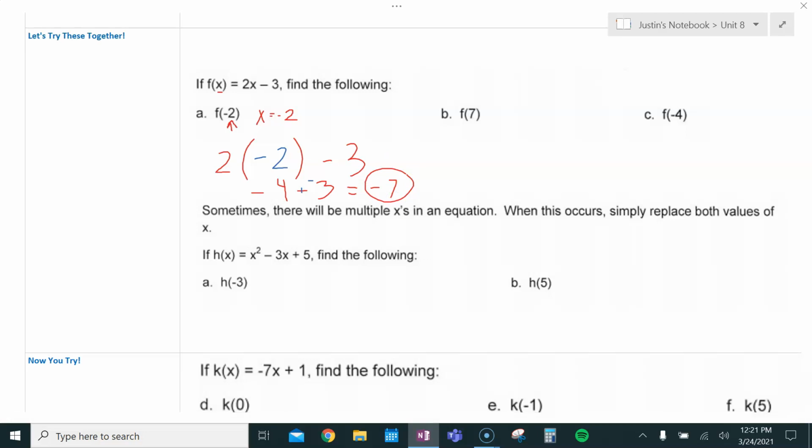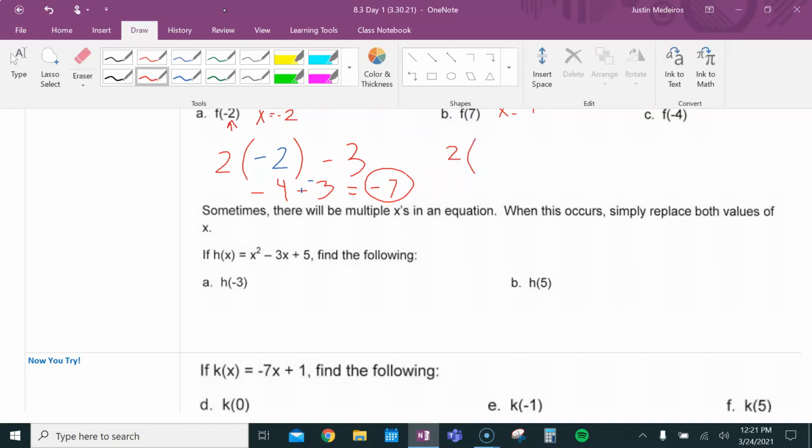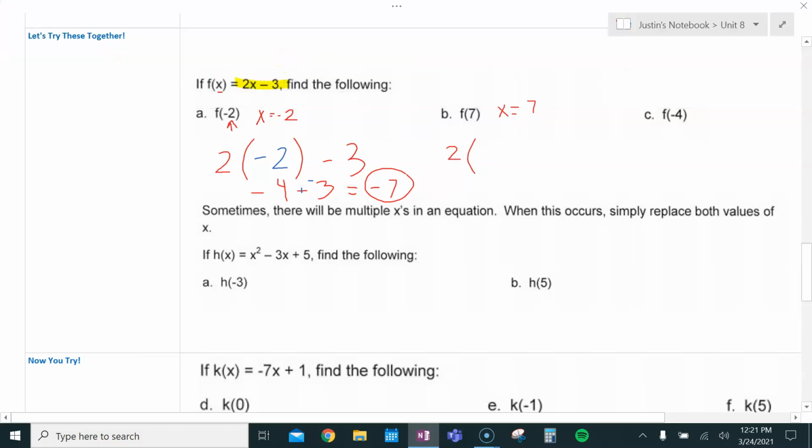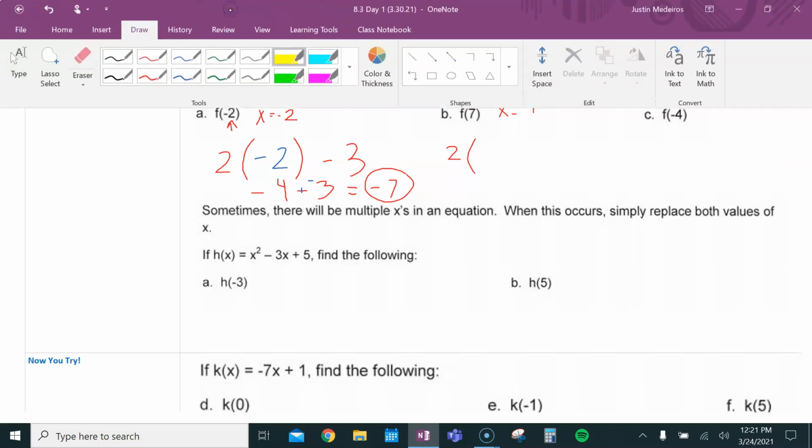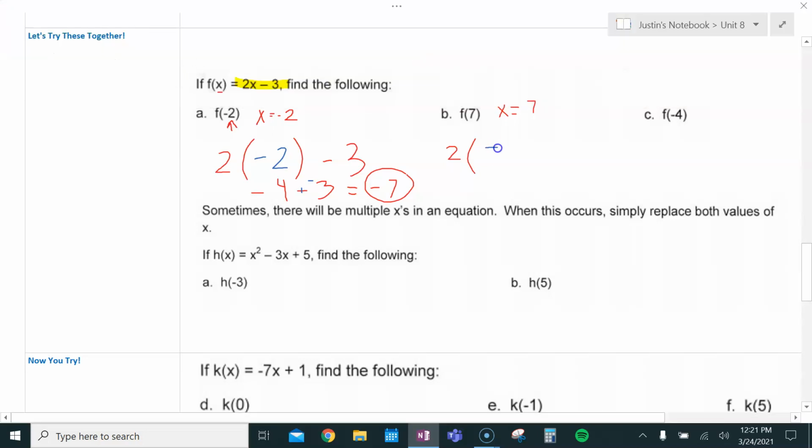Okay, for number 2, same idea. Since 7 is in parentheses, that represents our x here, so x is equal to 7. Now we're going to plug that 7 into our function. That's this right here, 2x minus 3. So we take the 2, we multiply it by 7 inside the parentheses, and then lastly we subtract 3. When you do out the math, 2 times 7 is 14. 14 minus 3 is 11.